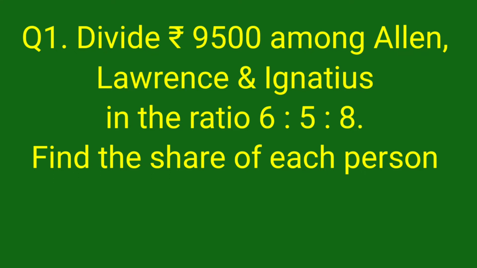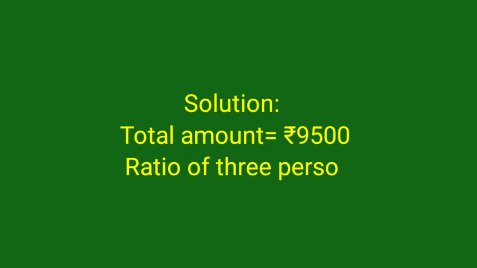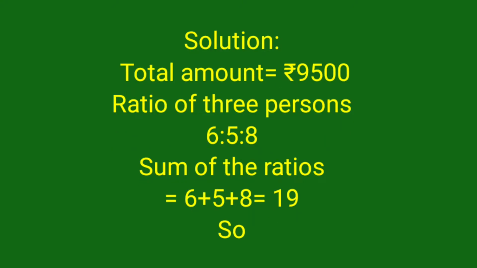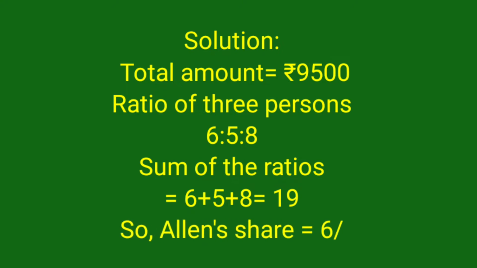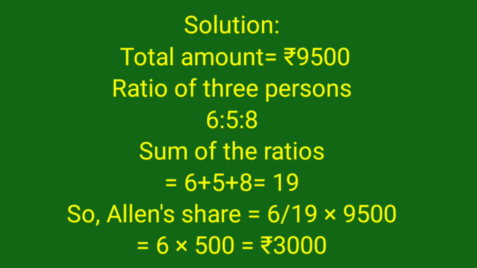So here you have to be very careful about your sense of ratio, your knowledge of fraction. These are all very essential. You can see my earlier video, turning from fraction to ratio, ratio to fraction. So here the solution: total amount to be divided equals 9,500. Ratio of the 3 persons is 6:5:8. So the sum of the ratios, 6 plus 5 plus 8, equals 19.